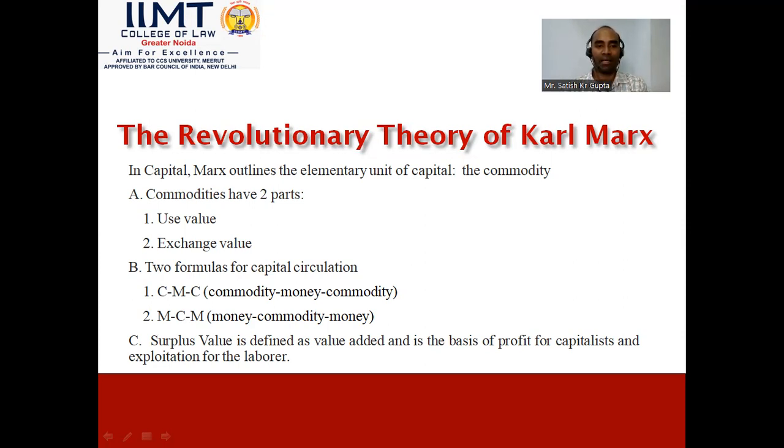So in the B section, we can see the two formulas of capital circulation. The first one is the formula C-M-C, commodity, money, commodity, and the second one is M-C-M, money, commodity, money. In the C section, surplus value is defined as value added and is the basis of profit for the capitalist and exploitation for the laborer.